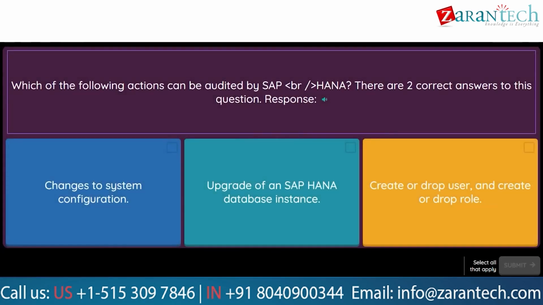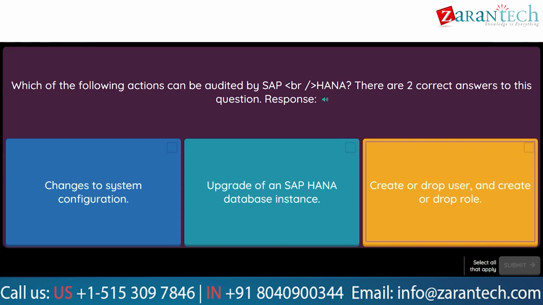Question: which of the following actions can be audited by SAP HANA? There are two correct answers to this question. Response: Option 1, changes to system configuration. Option 2, upgrade of an SAP HANA database instance. Option 3, create or drop user, and create or drop role.